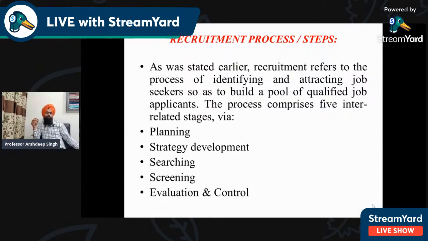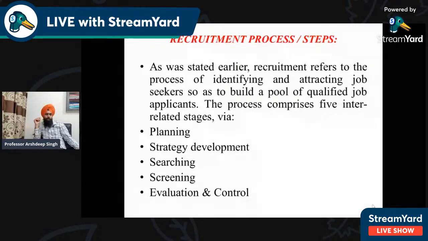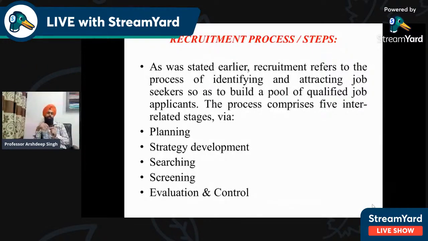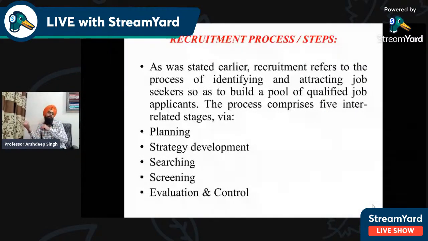Next, I would explain to you about the recruitment process. It is as simple as a nursing process, and that means it includes only 5 steps. What are the steps? So there are 2 to 3 lines written here in brief about what the recruitment process is. As was stated earlier, recruitment refers to the process of identifying and detecting the job seekers so as to build a pool of qualified job applicants. Okay, so what we are doing in the recruitment is we are motivating the people who think themselves eligible for a certain specific job to apply for it.